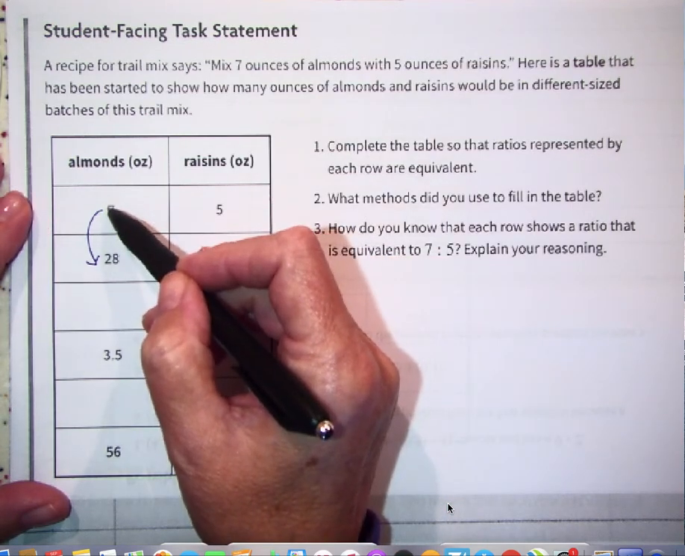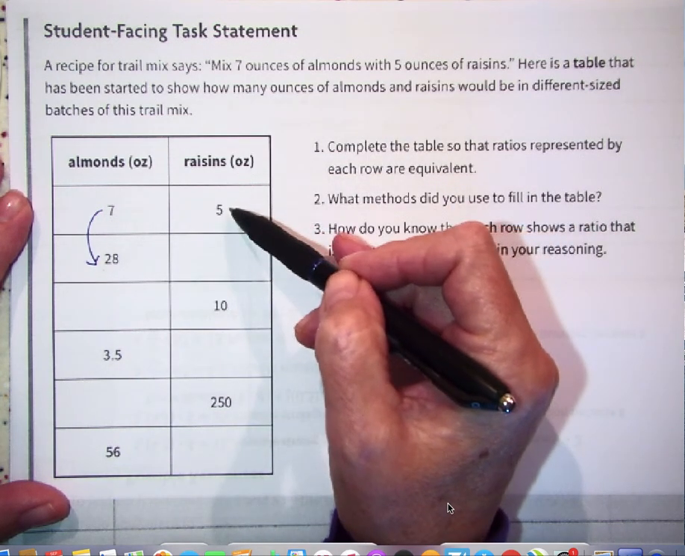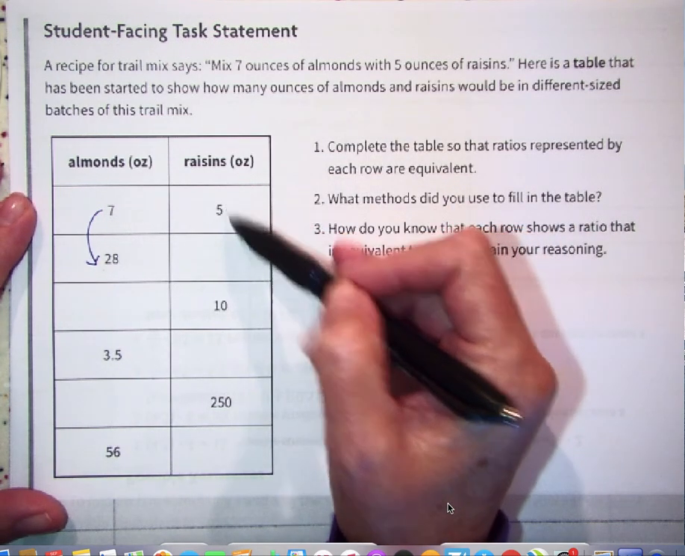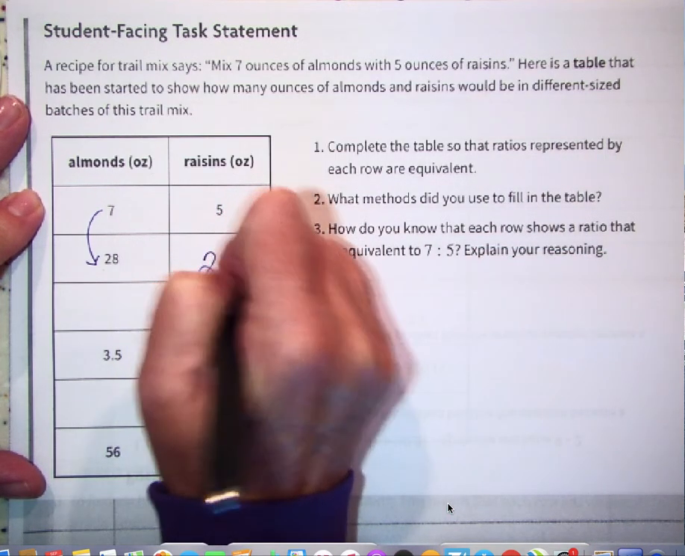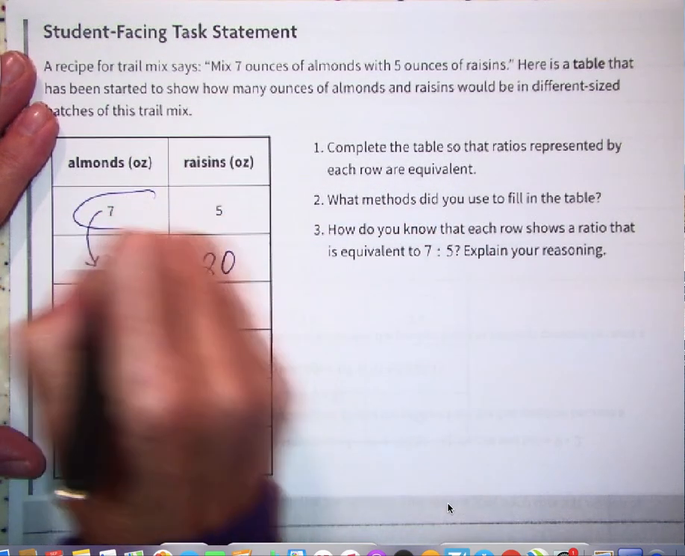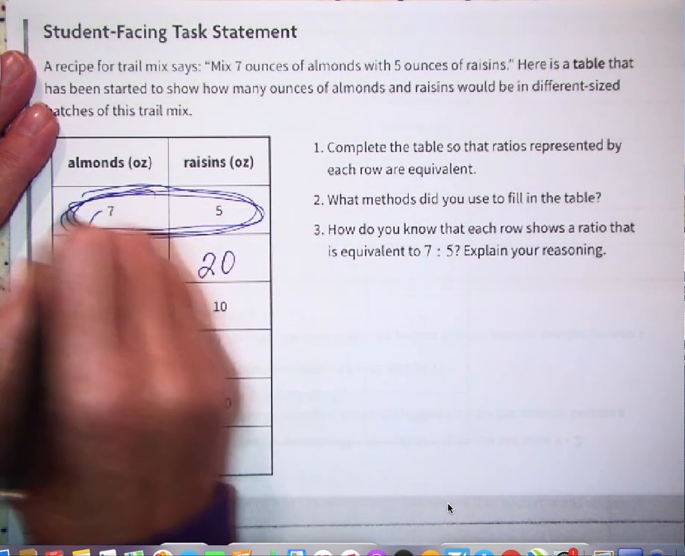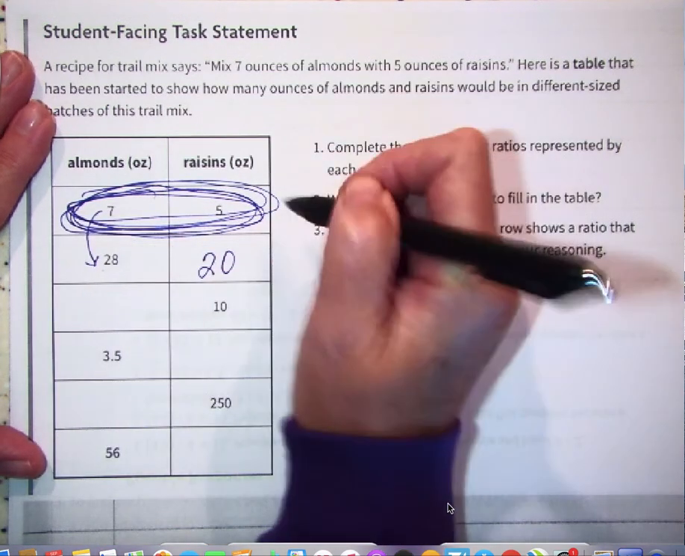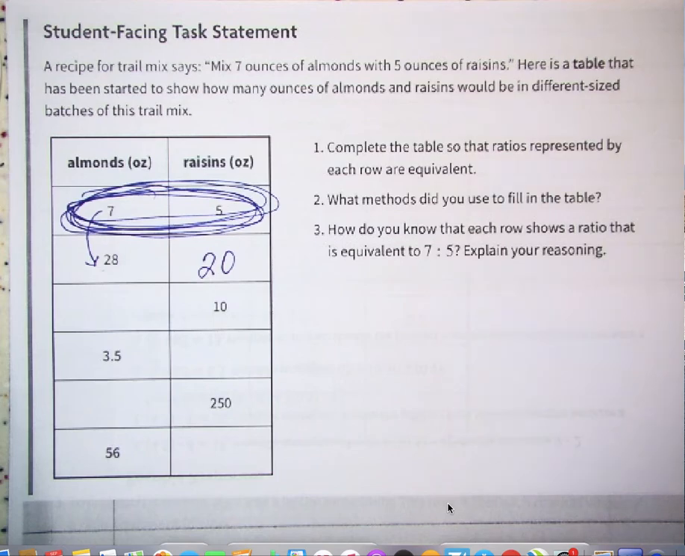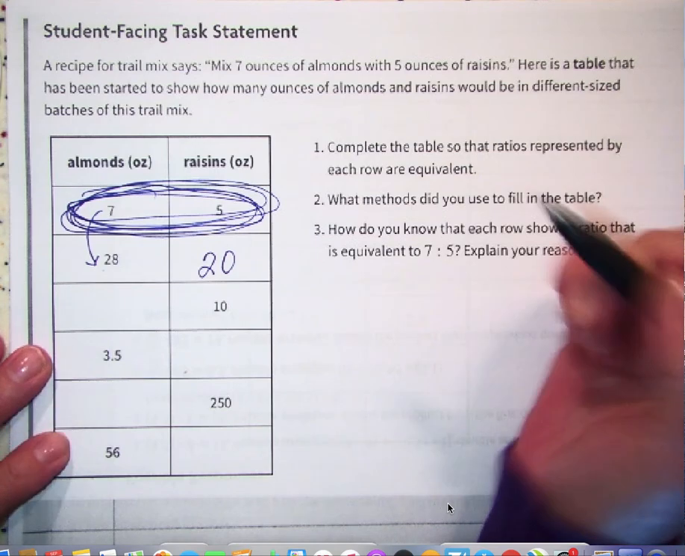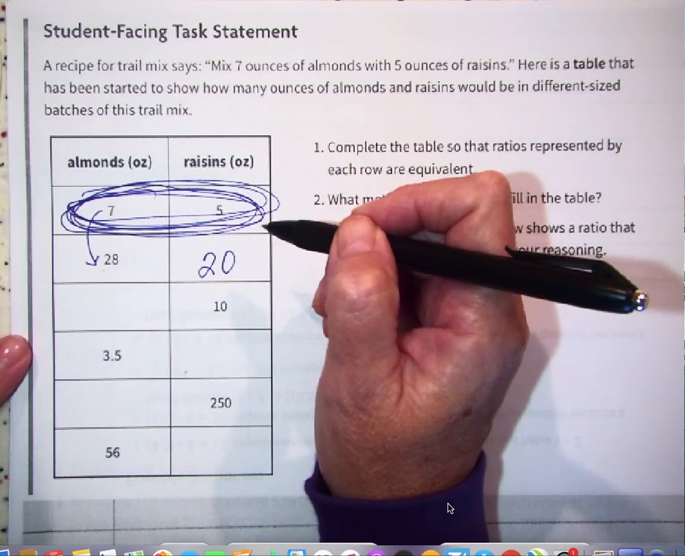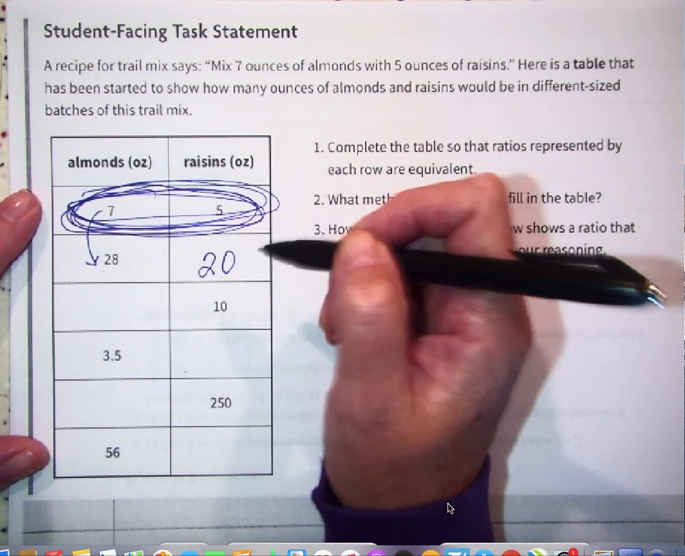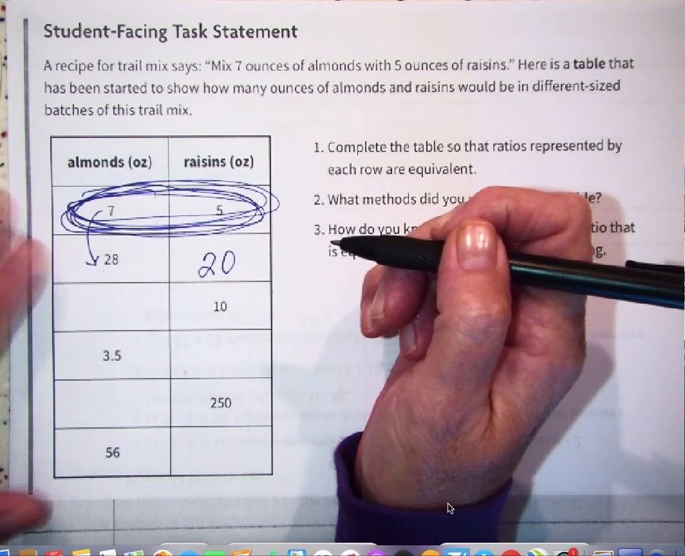So if I multiply by 4 from 7 to 28, don't I have to multiply by 4 over here? What is 5 times 4? Well, 5 times 4 is 20. Now remember, I'm going to circle this just so we can focus on it. This is our initial ratio. We're going to work off of this the whole time. Okay? So now we've completed 20. Now the question is, and you can work all the way down one side and then go down the other side if you want to. Entirely up to you. I prefer to do row by row.